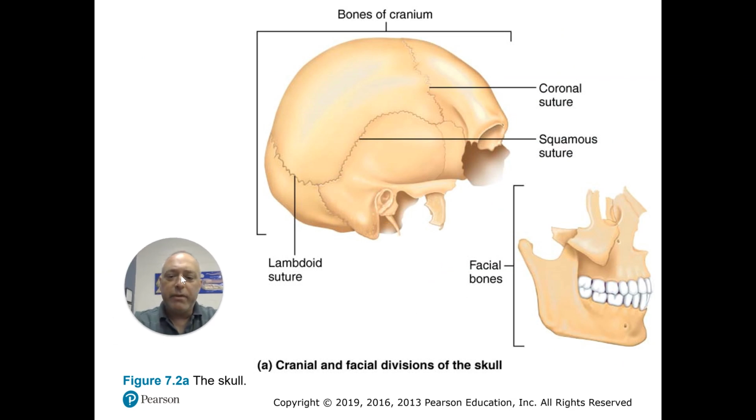So the cranial bones are held together by these sutures. Okay, we've got a coronal suture, which cuts it into front and back, a squamous suture, which divides the lobes, a lambdoid suture, which also divides the lobes, and we've got more sutures we'll show. Here's a shot of the facial bones.